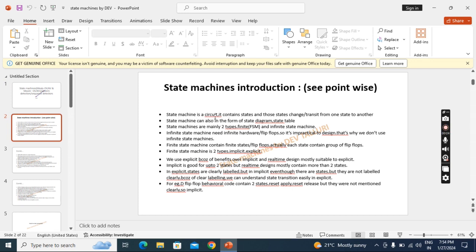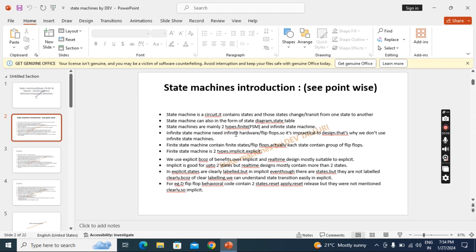A state machine is a circuit. It contains states, and those states change or transit from one state to another state. You know, when we observe a state diagram, it contains states, no? And those states change or transit from one to another. That is the definition. A state machine can also be in the form of a state diagram or state table. It can be in different forms: a state diagram or graph, or a state table, or a circuit, a logic diagram also.